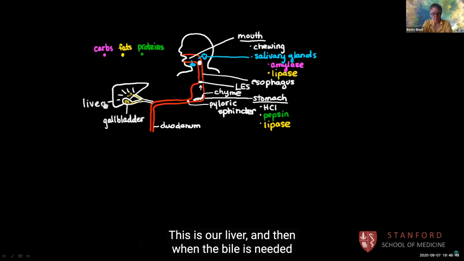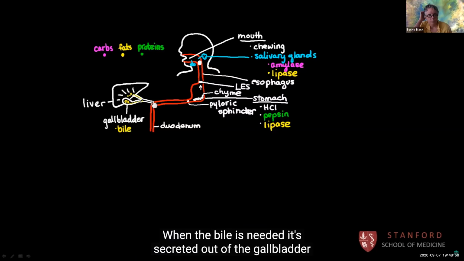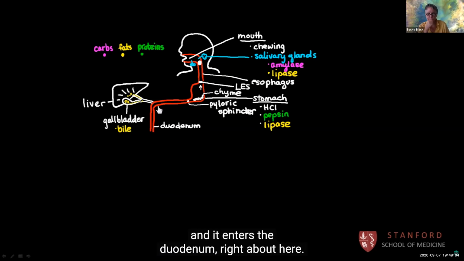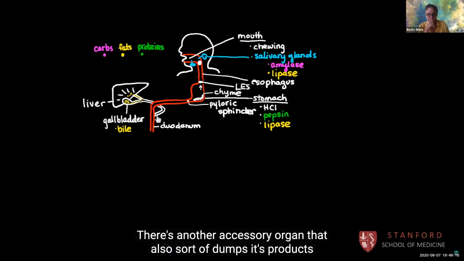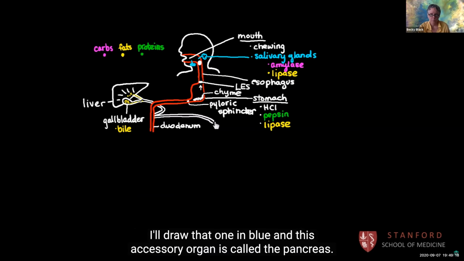And then when the bile is needed, and I'll just write the bile in here in yellow, so you can probably guess what the bile is used to digest. When the bile is needed, it's secreted out of the gallbladder and it enters the duodenum right about here. And there's another accessory organ that also sort of dumps its products into the duodenum right about there at the same spot. And I'll draw that one in blue.